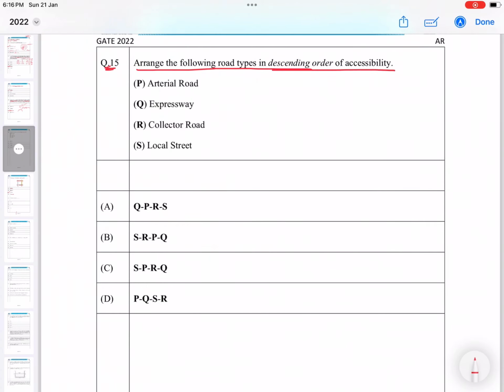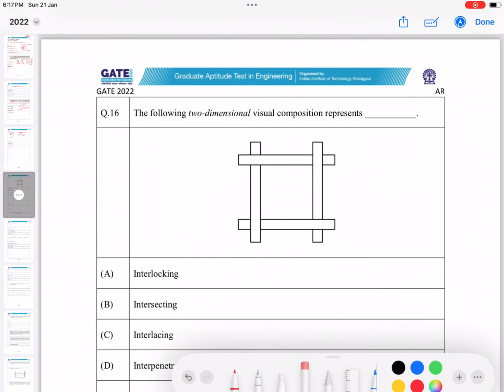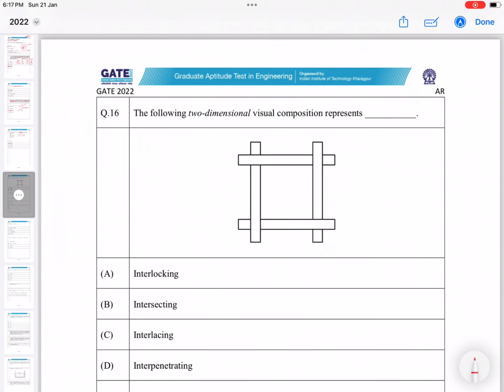Question number 15: arrange the following roads in the descending order of accessibility. So descending order is going from higher to lower. So the lowest accessibility we can see is in the expressway, that is Q. Then we will have the arterial road, then the collector road, and the local street, that is S. So the correct sequence is S, R, P, Q. So B is the correct answer. Question number 16.